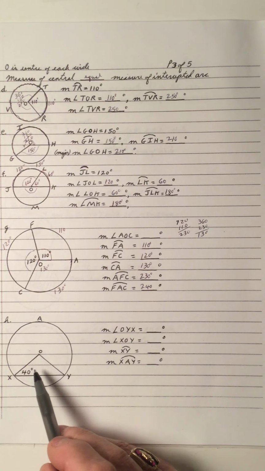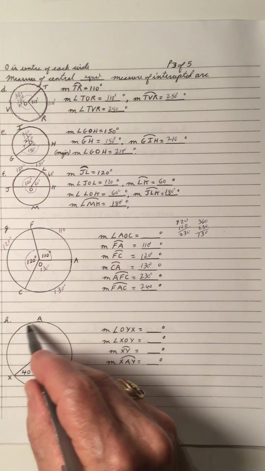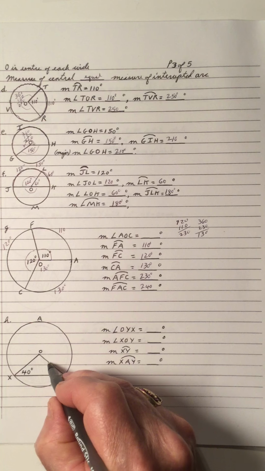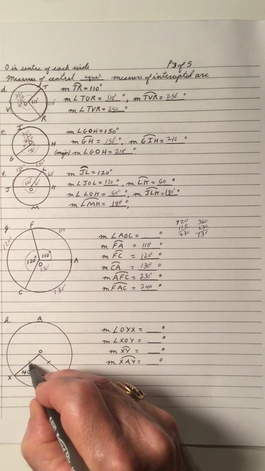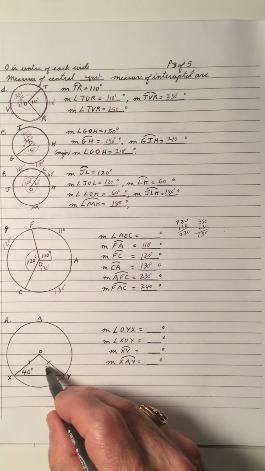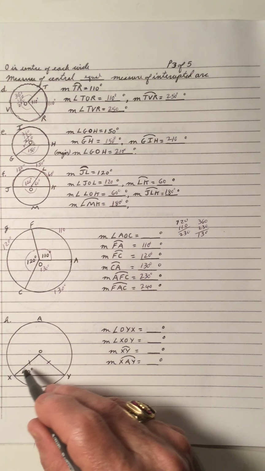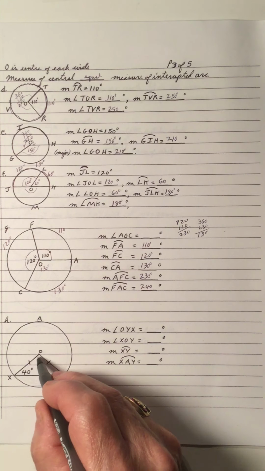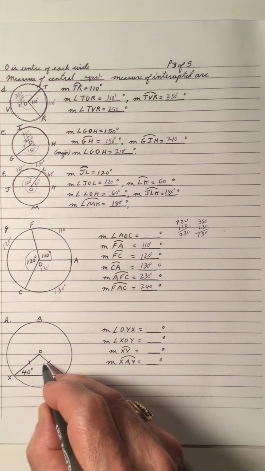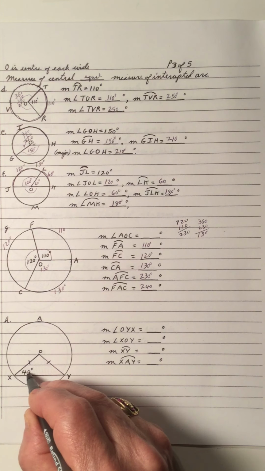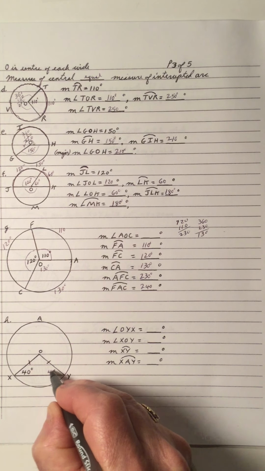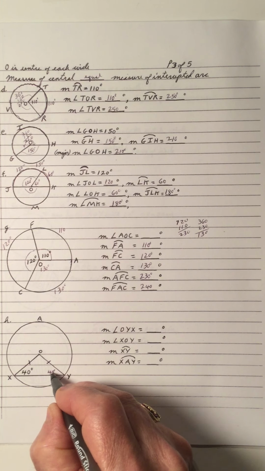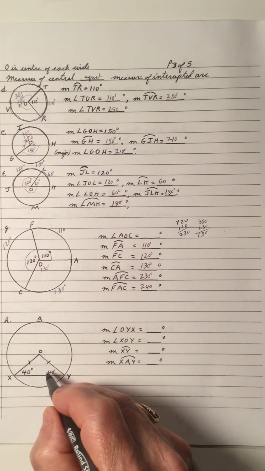Let's go to H and see what we have here. We have a circle, O is the center, and we notice that this angle is 40. But we notice that OY is equal to OX. You have to notice that because these are the radii of a circle, and all radii of a circle are equal. And we know from previous videos that if these two sides are equal, then the angles opposite those sides are equal. So if this angle is 40, this angle is 40. So these two angles are equal.